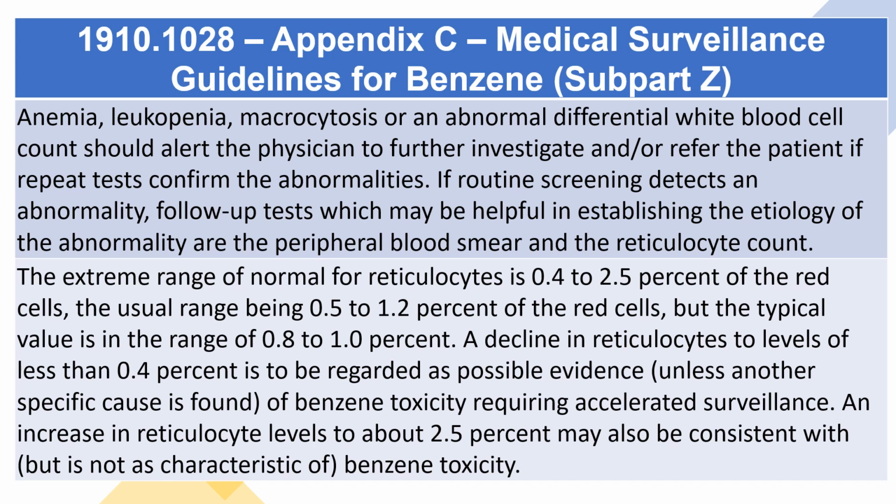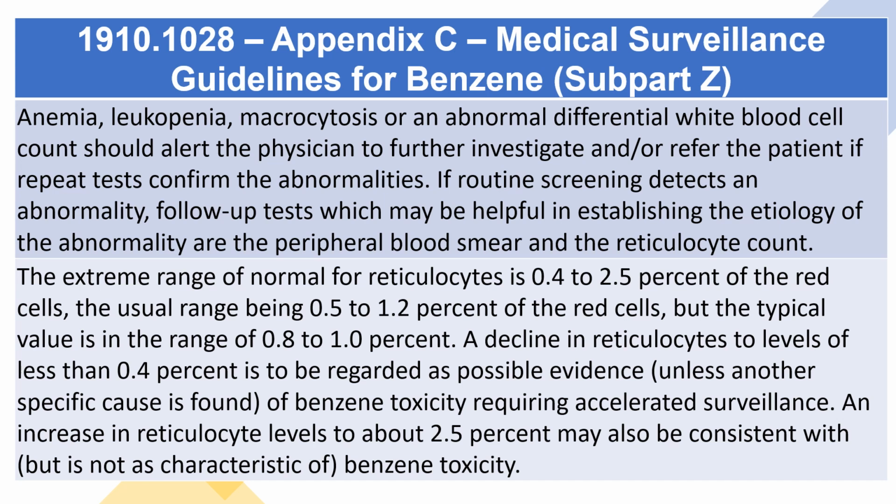If routine screening detects an abnormality, follow-up tests which may be helpful in establishing the etiology of the abnormality are the peripheral blood smear and the reticulocyte count. The extreme range of normal for reticulocytes is 0.4 to 2.5% of the red cells, the usual range being 0.5 to 1.2% of the red cells, but the typical value is in the range of 0.8 to 1%. A decline in reticulocytes to levels of less than 0.4% is to be regarded as possible evidence, unless another specific cause is found, of benzene toxicity requiring accelerated surveillance.